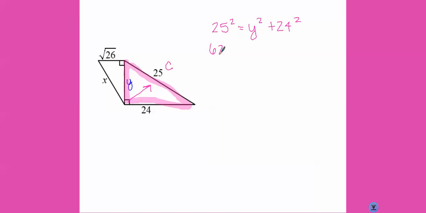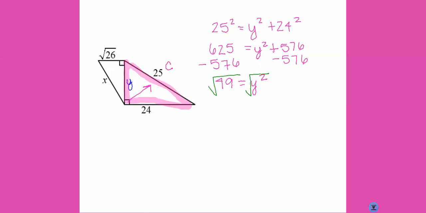25 squared is 625 equals y squared plus 576. Subtract 576 on both sides. And we get that 49 equals y squared. Square root both sides. And we get that y equals 7. So now we can find x squared using this triangle, now that we know that this side is 7.